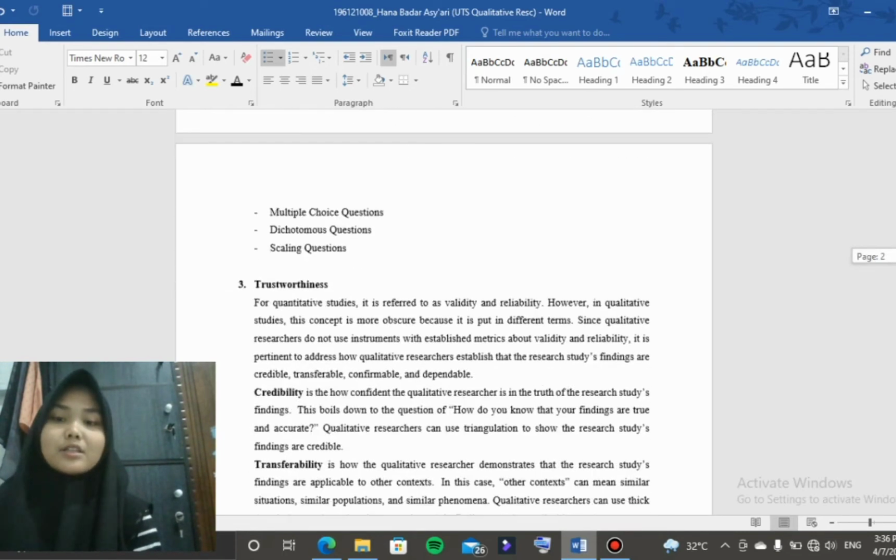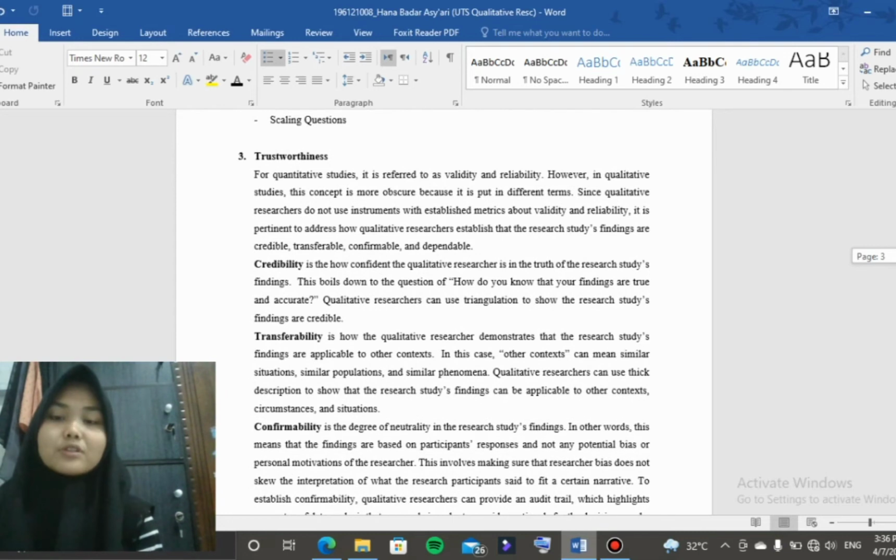And the third is trustworthiness. For the quantitative studies, it's referred to as validity and reliability. However, in qualitative studies, this concept is more obscure because it's put in different terms. Since qualitative research does not use instruments with established metrics about validity and reliability, it's important to address how qualitative research establishes that the research study's findings are credible, transferable, confirmable, and dependable.